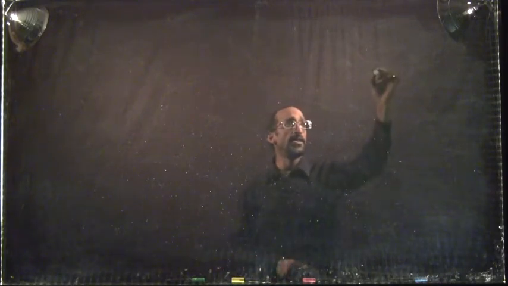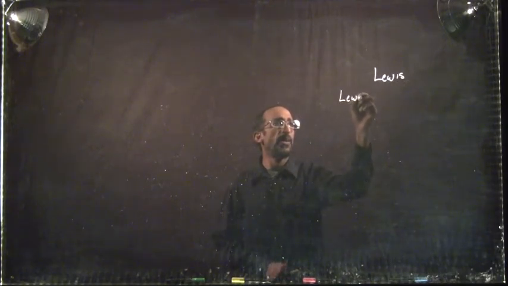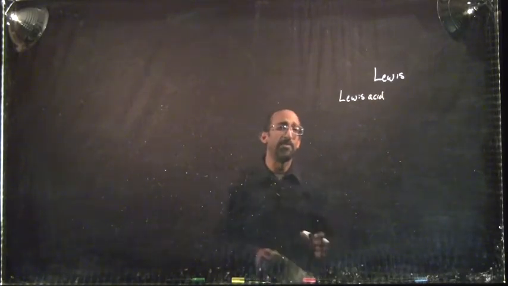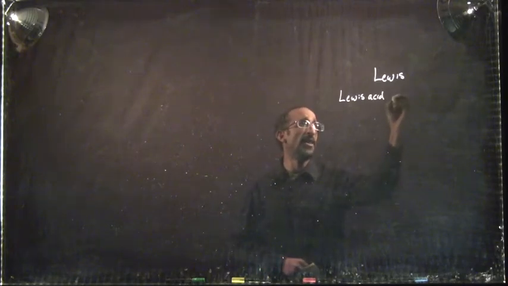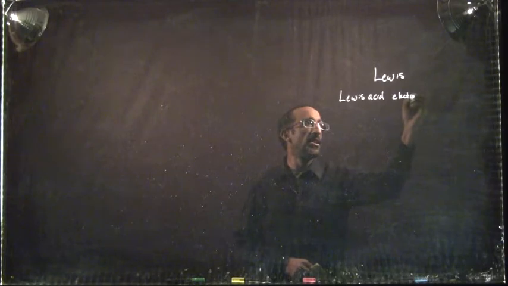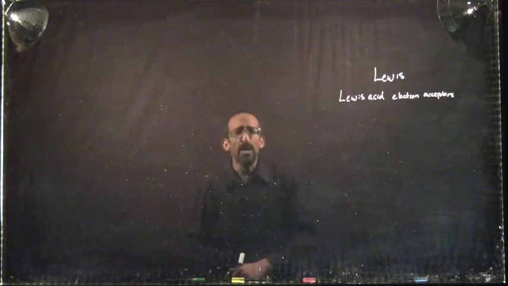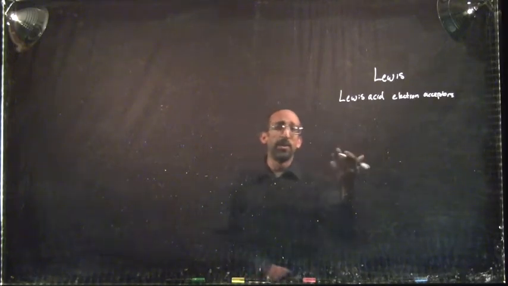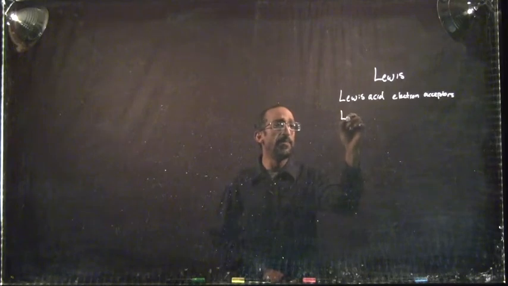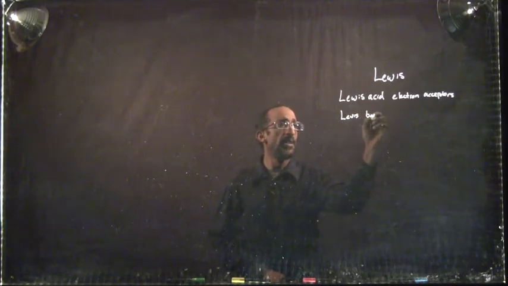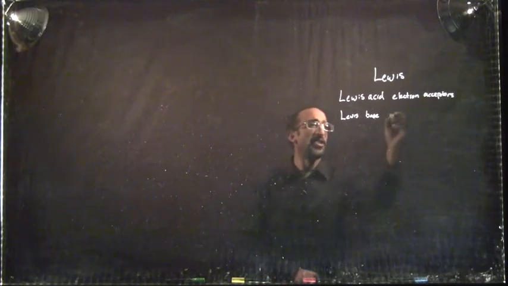So Lewis acid-base theory is all about electrons. And so for our Lewis theory, any Lewis acid is any species that can accept a pair of electrons. So Lewis acids are all electron acceptors. The opposite of that is what we would consider a Lewis base. So a Lewis base is anything that can act as an electron donor.